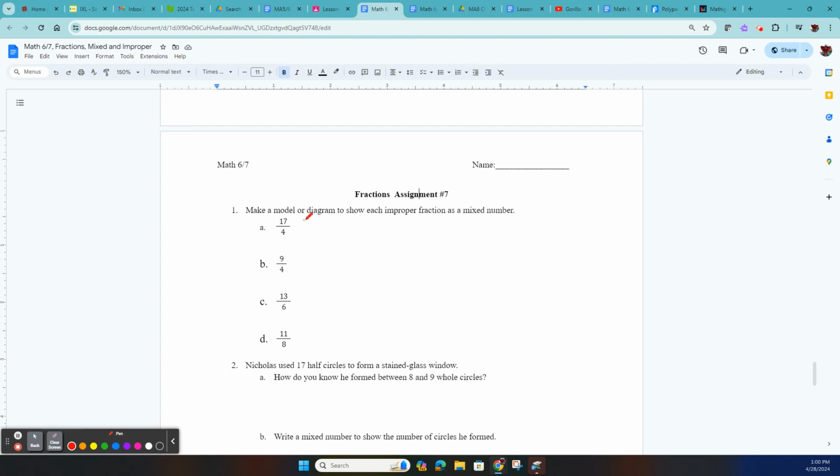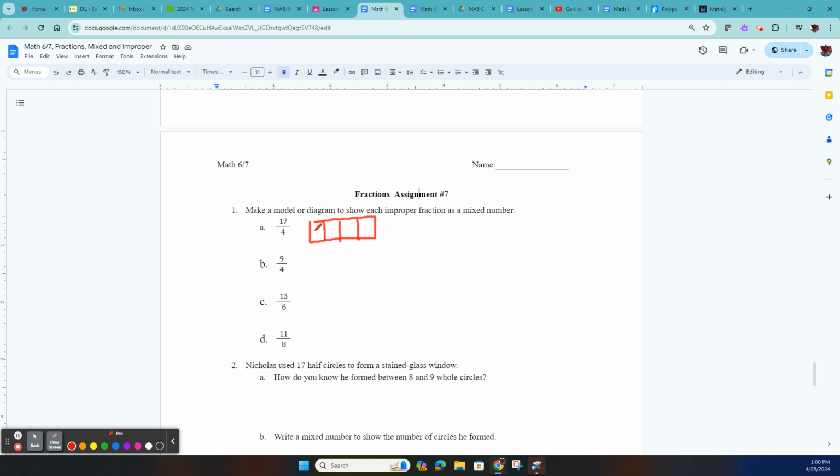It says make a model or a diagram to show each improper fraction as a mixed number. So looking at this improper fraction, the denominator is what I'm paying attention to first. And it's telling me how many parts should be in one whole. So 4 parts, 4 parts.